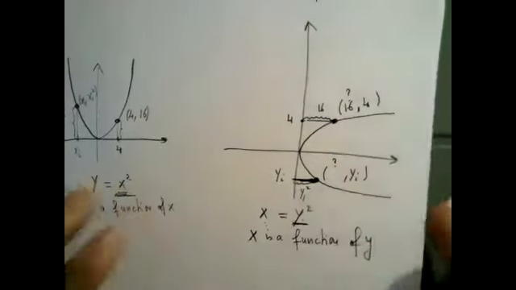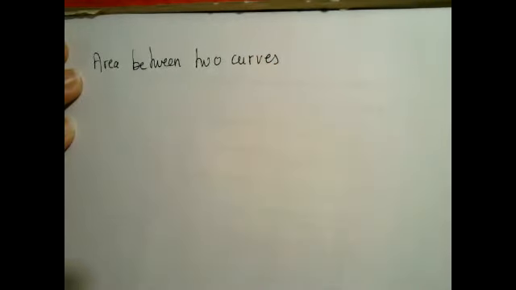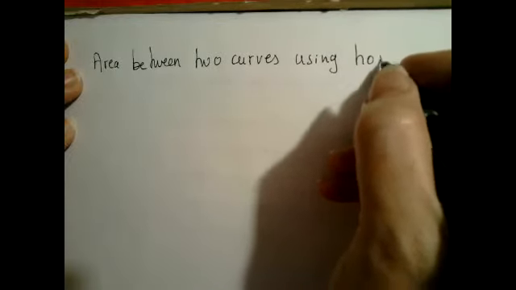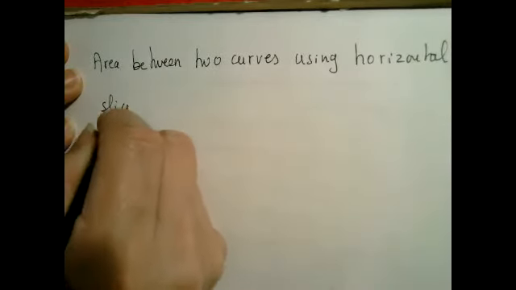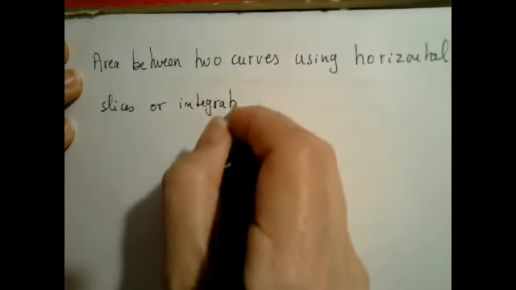All right. So now I'm going to change a little bit the setting of our problems. And these are the problems we're going to be dealing with. So the idea is area. I'm going to find the area between two curves using horizontal slices, or integration with respect to y.